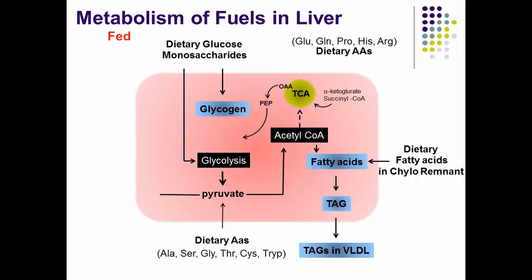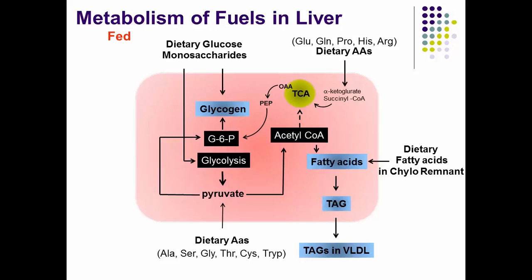And the most important pathway is that pyruvate metabolized from glucose, right, is converted to glucose 6-phosphate and used to make glycogen, right? So this is the most important pathway in the fed condition for dietary glucose, remember, right? And the secondary pathway is making fatty acids, lipogenesis, in the fed condition.